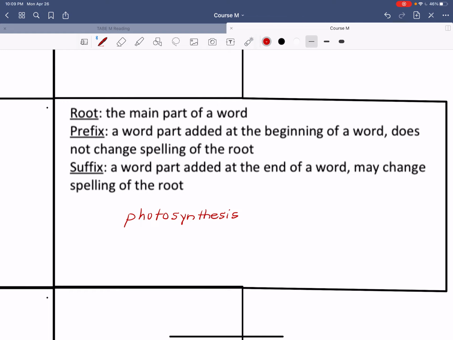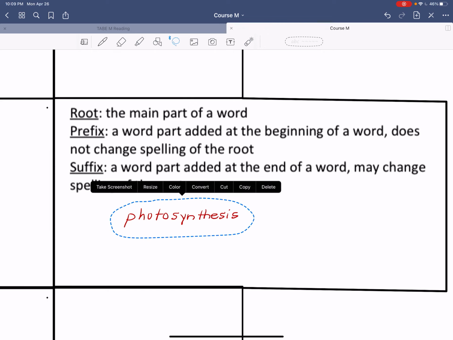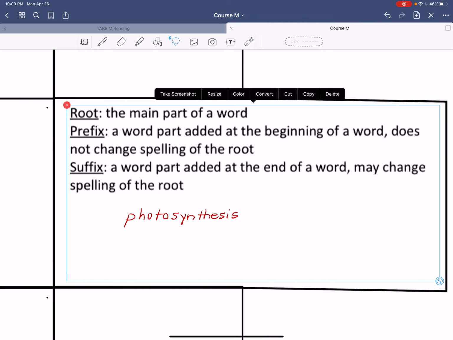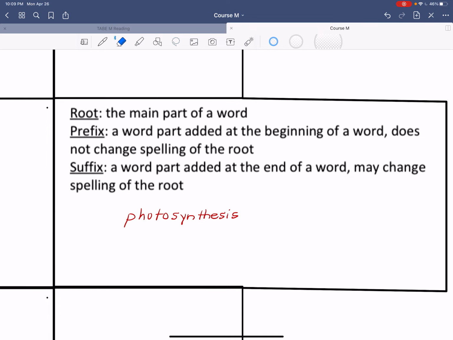This particular strategy is talking to you about the parts of words. The root is the main part of the word. This is where the meaning of the word is contained. And in the word photosynthesis, the root is right here. Let me actually write this a little bit larger, okay? Sorry, and I'm going to write it in black because I need to highlight.